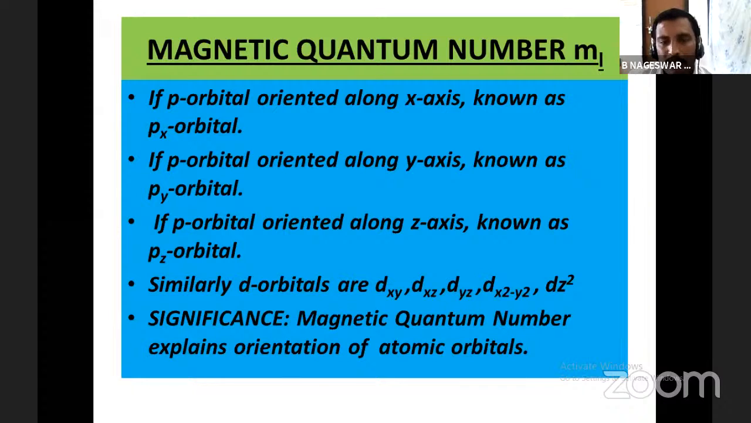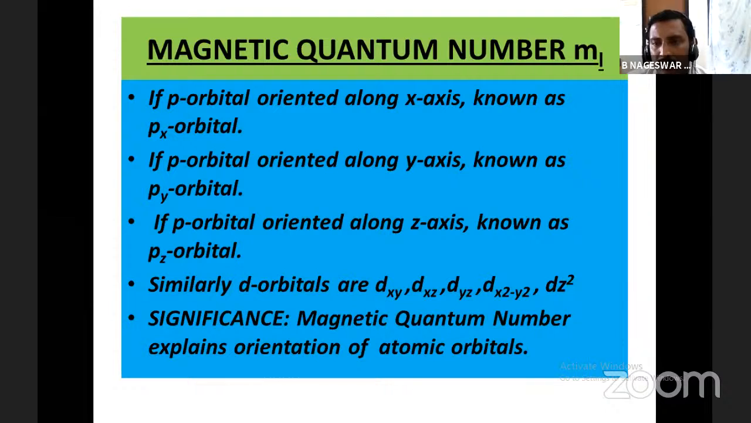Okay, children. Next, what is the importance of the principal quantum number? It explains the energies of the orbital and the size of the orbital. Next, the azimuthal quantum number explains the shapes of the orbital. Next, what is the importance of the magnetic quantum number? It explains the orientation of atomic orbitals along their axis.